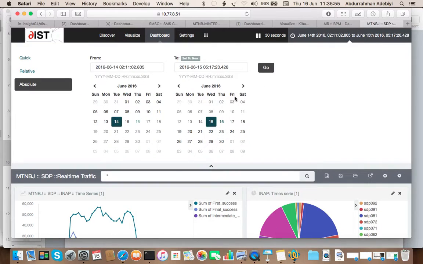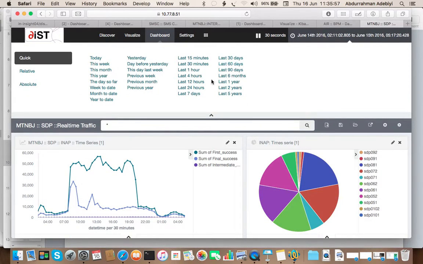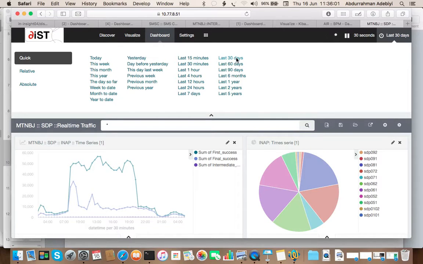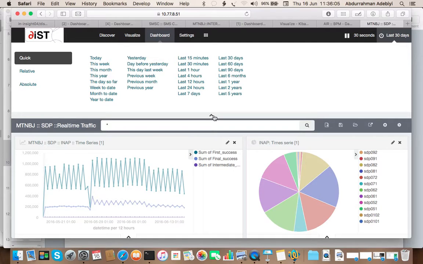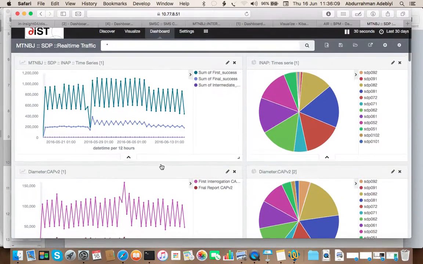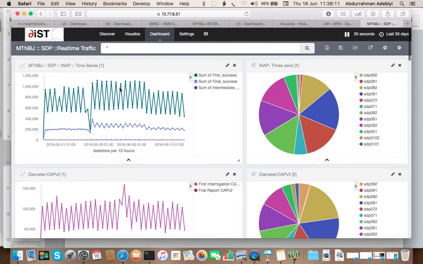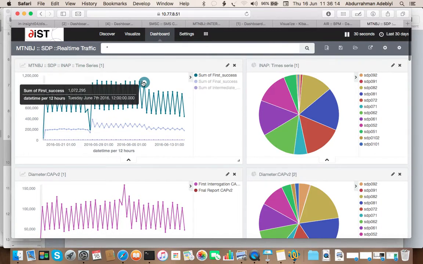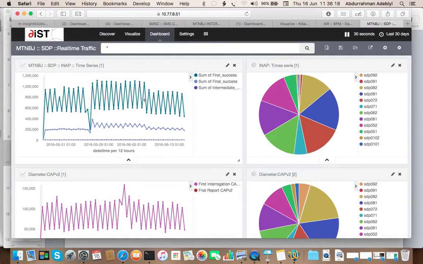We can decide what we want to see. Let's hopefully we have more data than that. The last 30 days. Oh yes, the last 30 days, we can see how the traffic is. It's a formula kind of trend. What we can definitely see is that it's reduced from early June to late May.